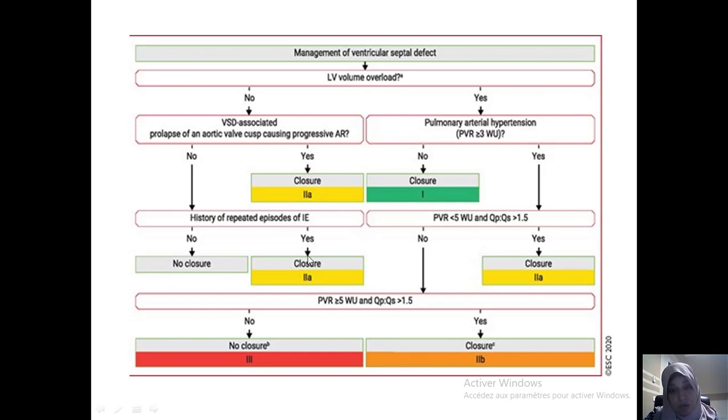If there is no hemodynamic problem or pulmonary hypertension, we should ask the question: is the VSD very near to the aortic valve, and is there or is there not a prolapse or an aortic regurgitation? If yes, this is an indication for closure with a class 2A.